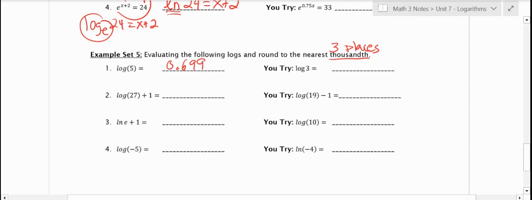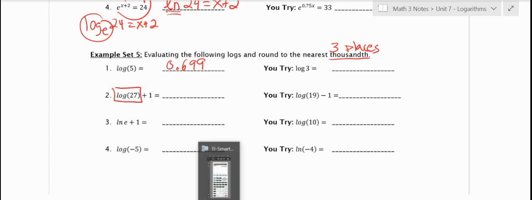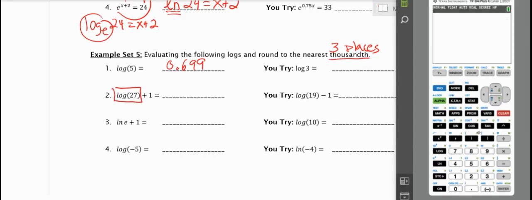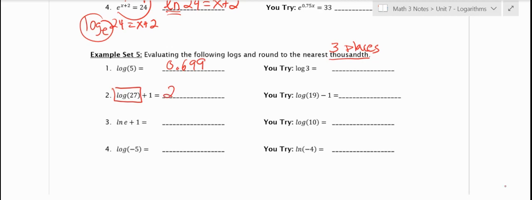If I do the log of 27 plus 1, notice the parentheses around the 27. So the log is only evaluating the 27. It's like it's taking the answer and putting a 1 there. So we have the log of 27, close the parentheses, plus 1, and we would get 2.431.